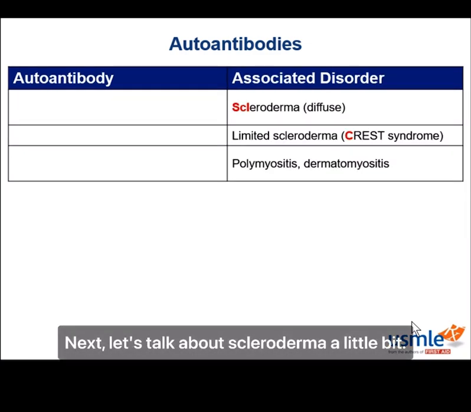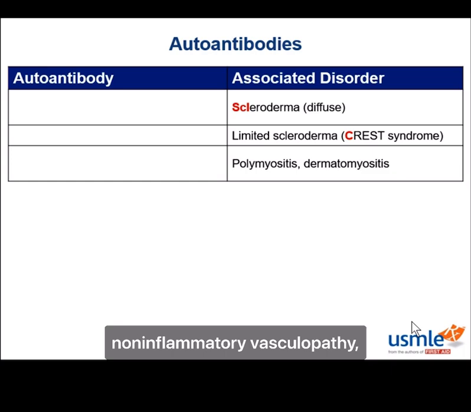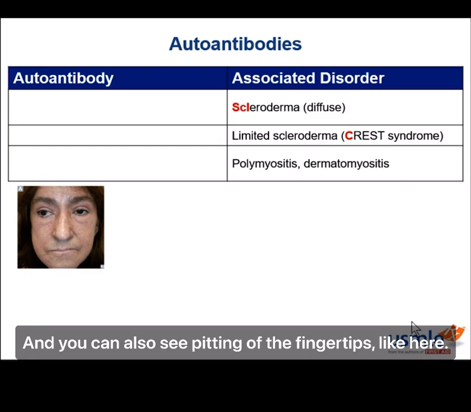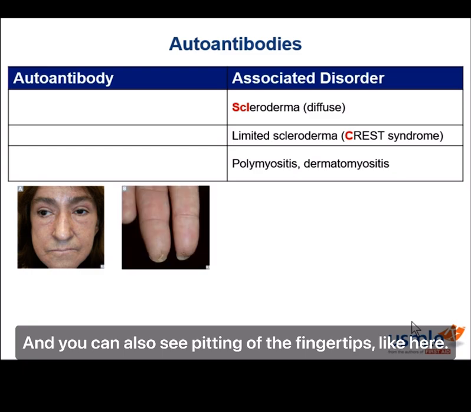Next, let's talk about scleroderma a little bit. Systemic sclerosis is a triad of autoimmunity, non-inflammatory vasculopathy, and collagen deposition with fibrosis. So, something autoimmune with something vascular and fibrosis. When we talk about sclerosis of the skin, it shows up as puffy skin that looks taut, like someone pulled it in certain places, so there's no wrinkles, like in this image. And you can also see pitting of the fingertips like here.